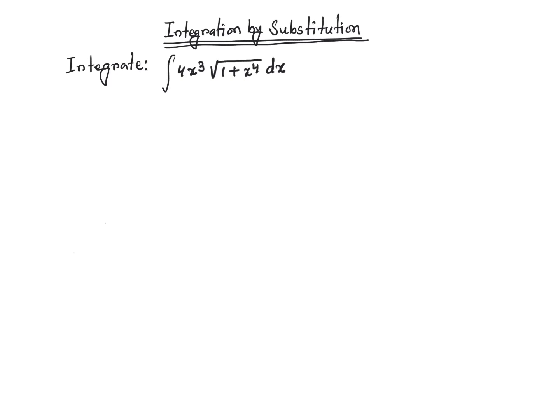In this video, I'm going to do integration by substitution. The integral is 4x cubed times square root of 1 plus x to the power 4 dx. We are going to use the substitution method to integrate this. But before I do so, let me give you a little bit of background of it.